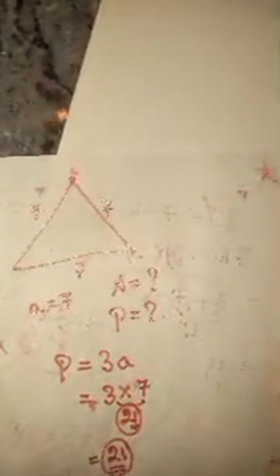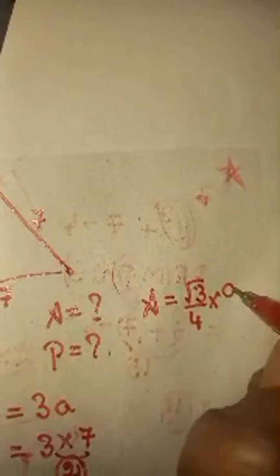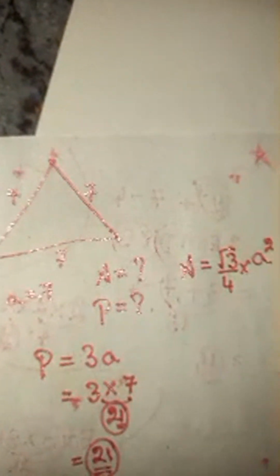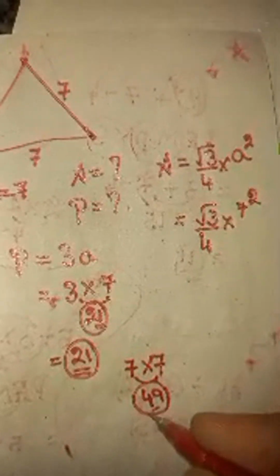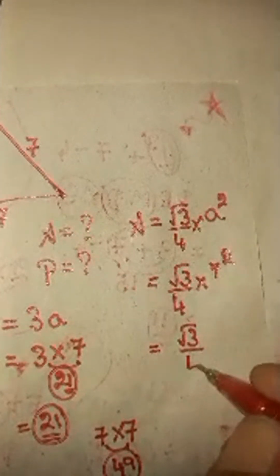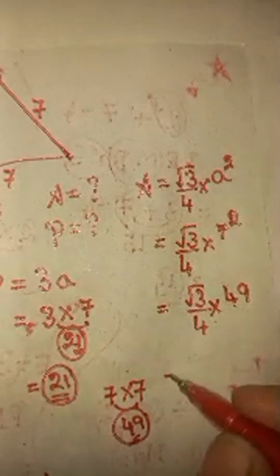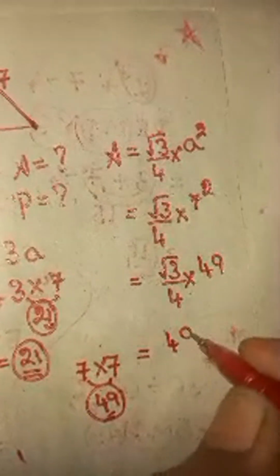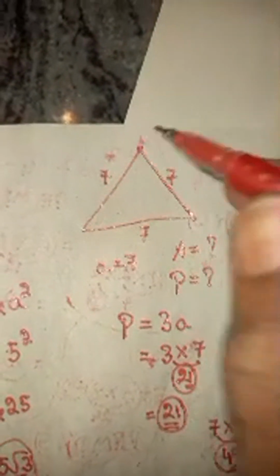Let's find the area. Area of the triangle can be written as root 3 by 4 times a squared. A squared means the side length squared. So it becomes root 3 by 4 times, the side length is 7 units, so 7 squared. 7 times 7 becomes 49. So you can write this as root 3 by 4 times 49. Now you cannot divide 49 by 4, so multiply 49 times root 3. 49 root 3 by 4 square units. That is the area of this triangle.